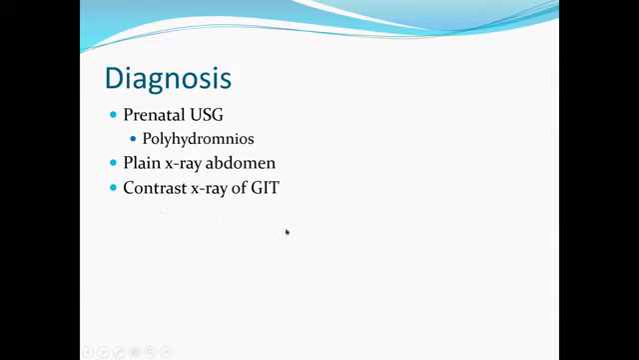So how can you diagnose the atresia? Prenatal ultrasonography may show polyhydramnios. Plain X-ray abdomen may show the pathological gas shadow, which may be one or two gas shadows with fluid level.